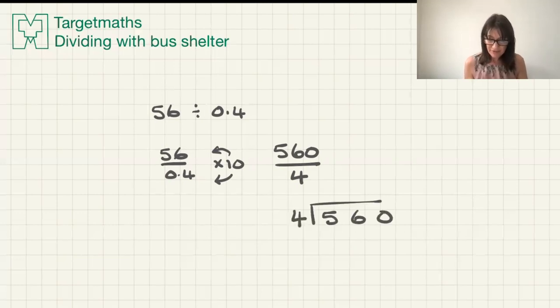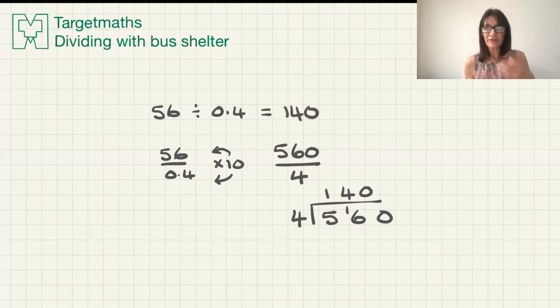So 4s into 5 go 1, remainder 1. 4s into 16 go 4. And then 4s into 0, I'm not going to do, I'm just going to bring the 0 up. And I've got 140. 4s into 0 don't go, so up goes the 0. Okay, and it just works a treat like that. So we've got 140. So if you've got to divide by a decimal, just get rid of it. Just get rid of it and get your answer that way. Okay, so 56 divided by 0.4 is 140.